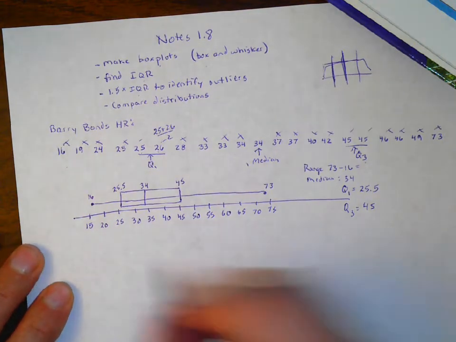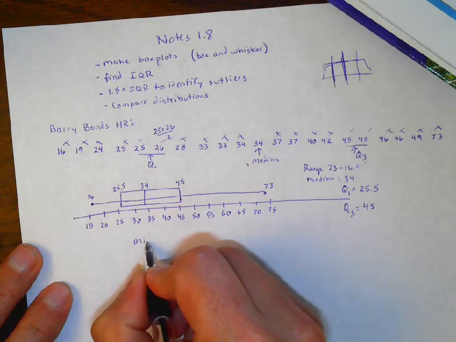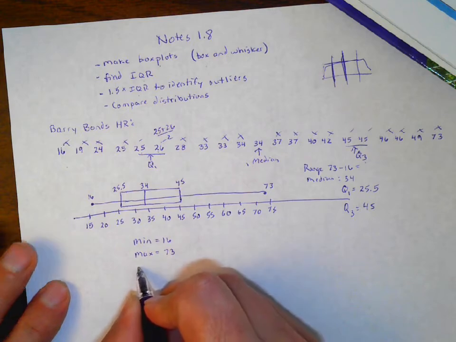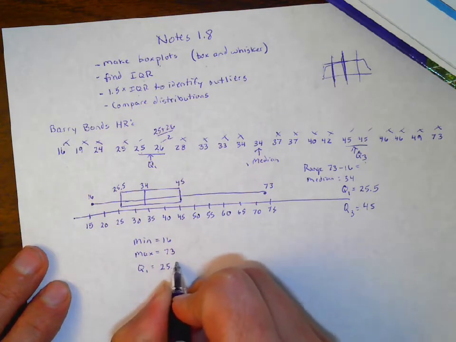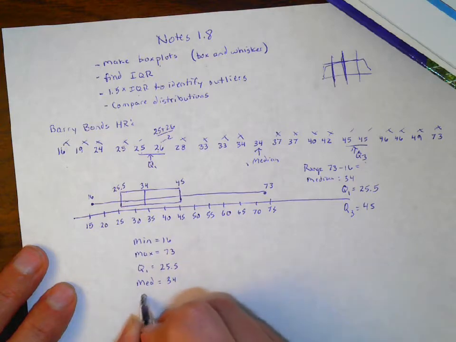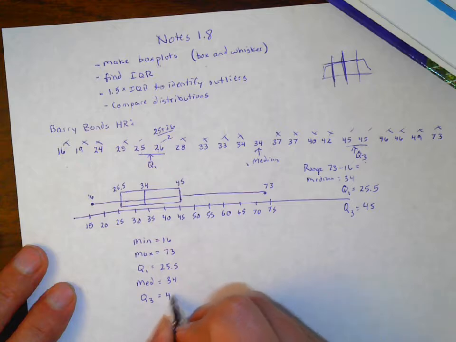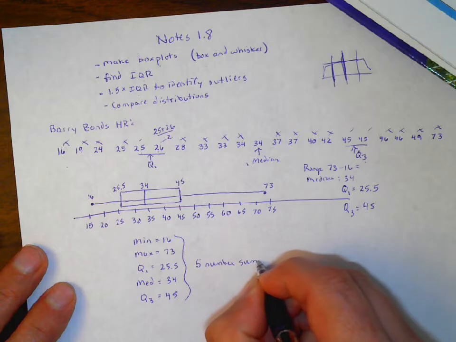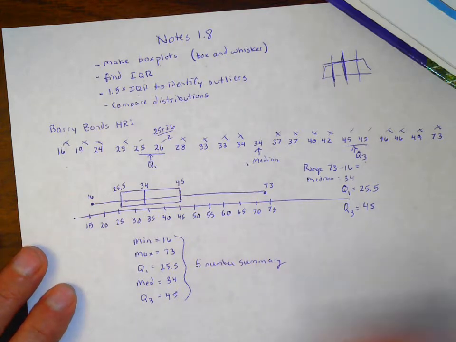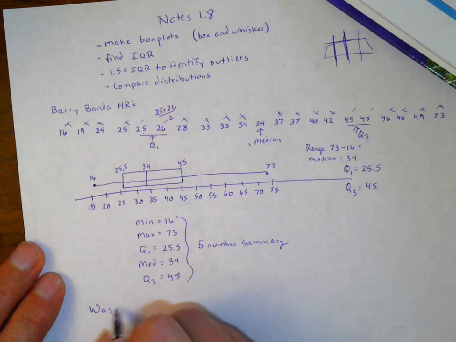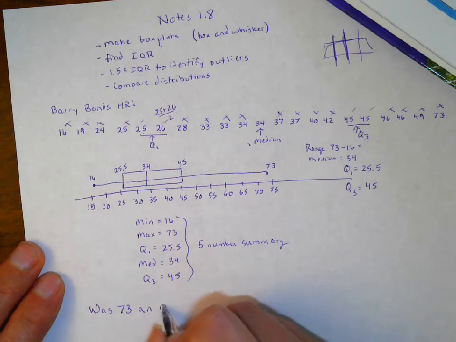So when they ask for the 5-number summary, what they want is your minimum, which is 16, your maximum, which is 73, your quartile 1, which was 25.5, your median, which was 34, and your quartile 3, which was 45. This is called the 5-number summary. Those 5 numbers go into creating your box plot. Now what we want to do is decide, was 73 an outlier?